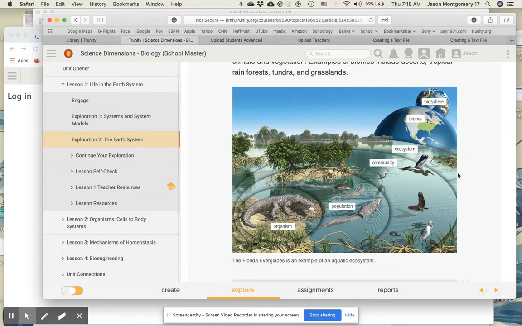So your assignment is to make a mnemonic device to help you remember all of these levels of organization from organism to biosphere. You can create a mnemonic device that represents organism, population, community, ecosystems, biomes, and biosphere. So that's 1, 2, 3, 4, 5, 6 different things.